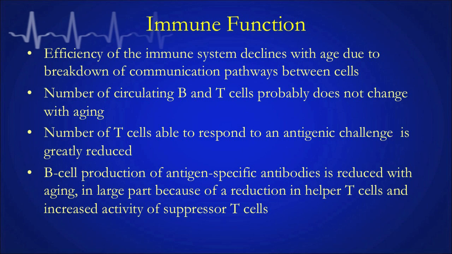We know that the efficiency of the immune system does decline with age, and again it is related to the breakdown of those connections or pathways. The number of circulating B and T cells actually does not change with aging, but the response of the T cells, their ability to respond to any antigenic challenge, is greatly reduced. And even though the number of B cells remains the same, the production of antibodies does decrease because they are not as responsive, and that is really from the effect of T cells.